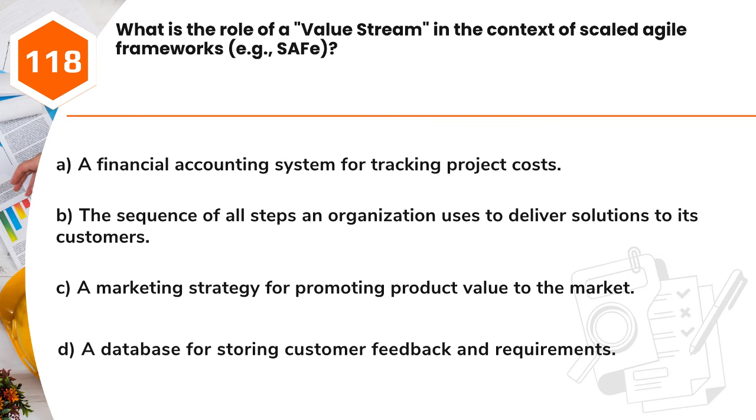Question 118. What is the role of a value stream in the context of scaled agile frameworks, e.g., SAFe? A. A financial accounting system for tracking project costs. B. The sequence of all steps an organization uses to deliver solutions to its customers. C. A marketing strategy for promoting product value to the market. D. A database for storing customer feedback and requirements.